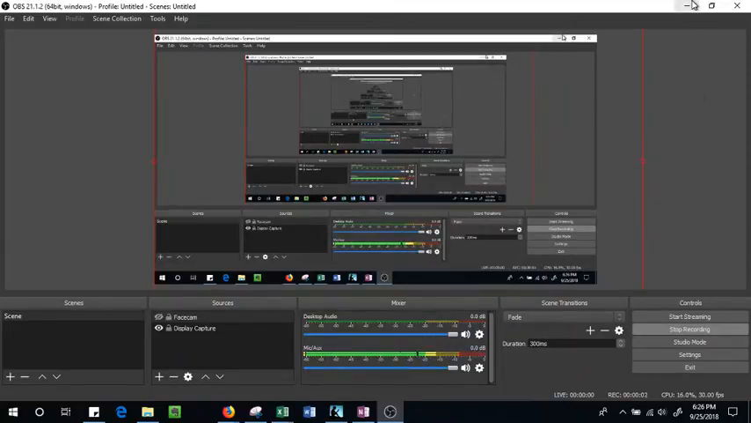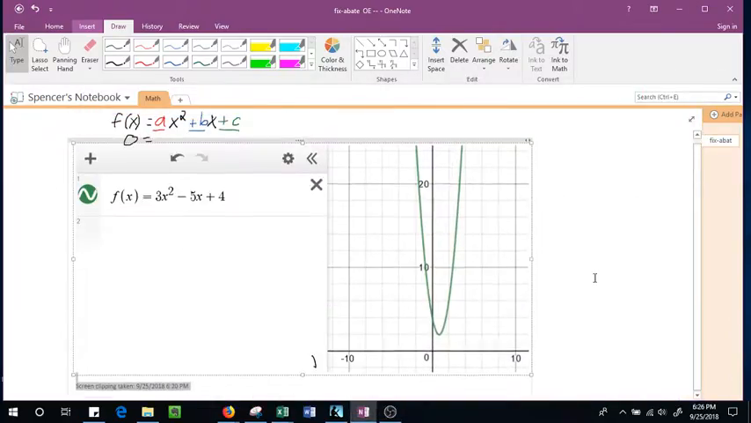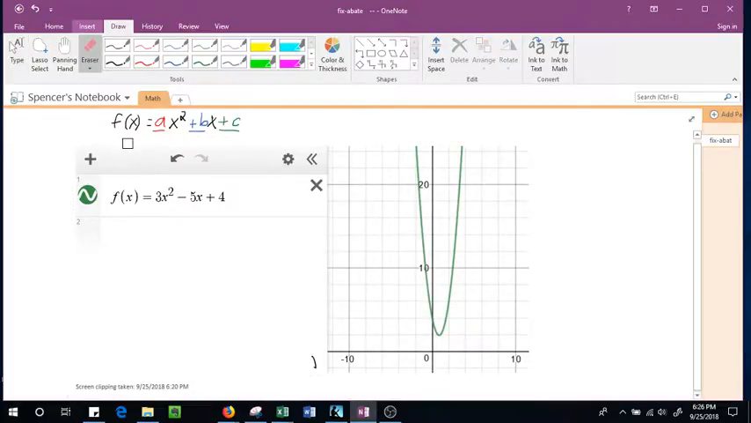Alright, so we're going to go over what we went over in class today, so you have a video lesson of it as well. I just pasted in something that I created in Desmos really quickly right here. So this is the function right here, f of x equals 3x squared minus 5x plus 4. I've got the graphical representation.